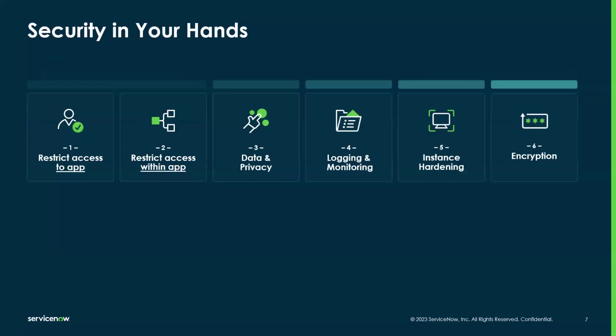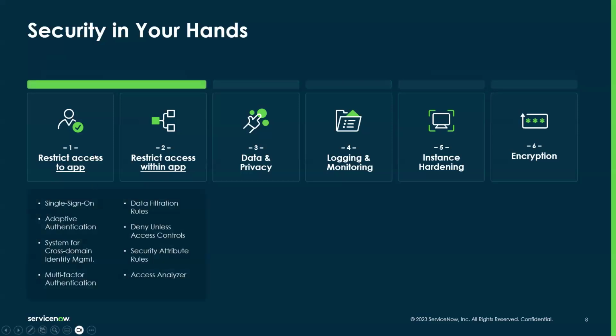So within the configurables, we'll talk about six separate categories today. First, again, restricting access to the application, or authentication, and then restricting access within the application, authorization. There's a number of different mechanisms we use to do that, and we're going to talk through some of these in specific scenarios that we see from customers that we help customers with, right? So using single sign-on, using native capabilities within the platform we call adaptive authentication, SCIM or cross-domain identity management, and then multi-factor authentication as well.